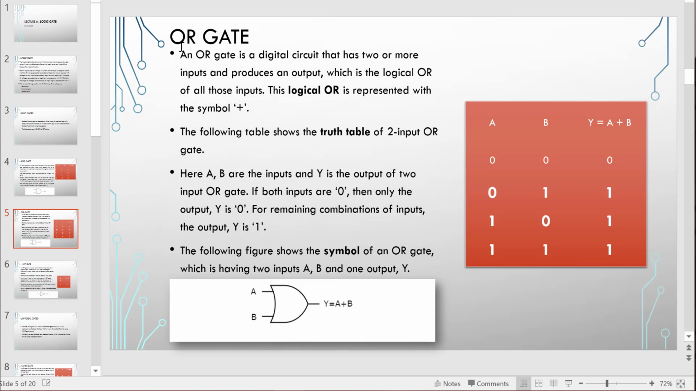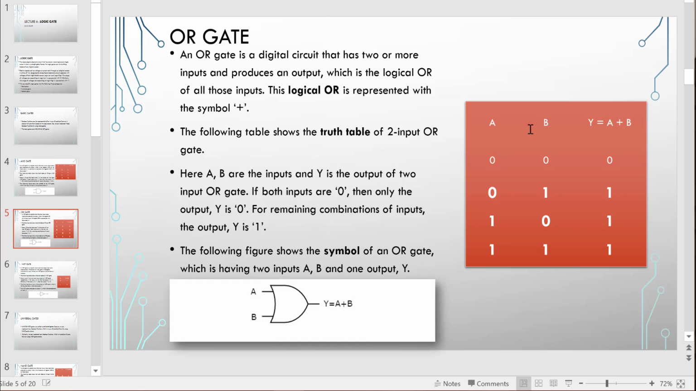Now we will discuss the OR gate. This OR gate is represented by a pointed D-shape, right? The pointed end is towards the output. And similarly, as we have discussed, it is a logic gate, so it has two inputs A and B and a single output Y, and it is represented by the plus sign. When you see A plus B written, it should come to your mind that it is an OR gate, right?